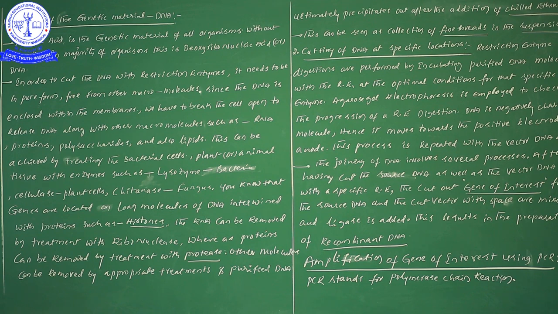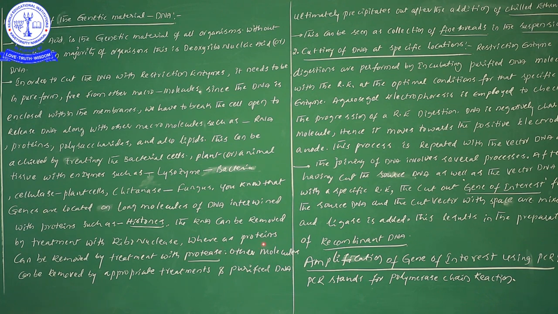Now RNA can be removed. There are different types of macromolecules, so let us concentrate on this one. RNA can be removed by treatment with ribonuclease. In order to remove RNA, the enzyme we have to use is the ribonuclease enzyme.